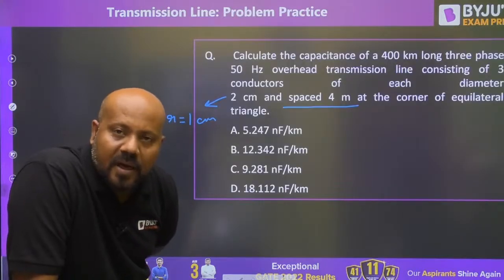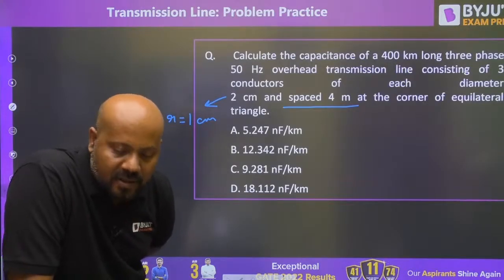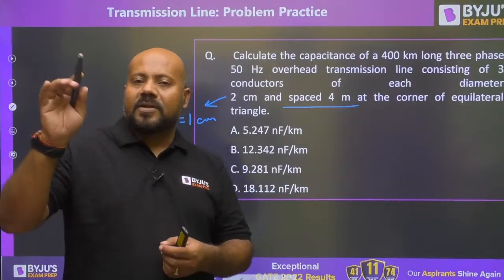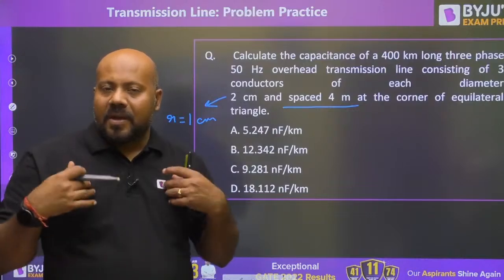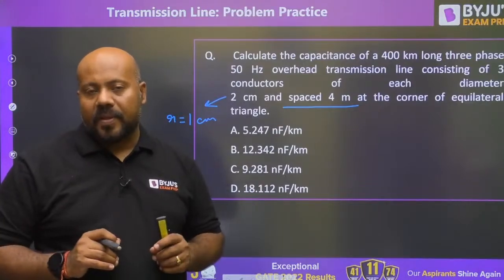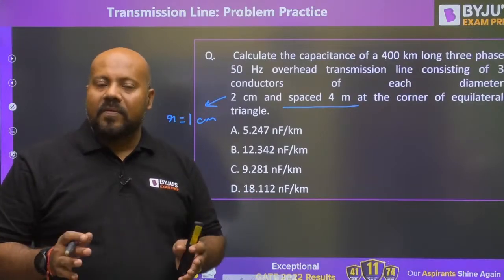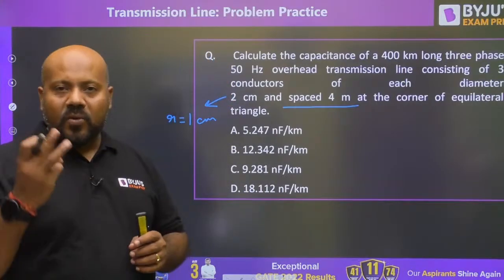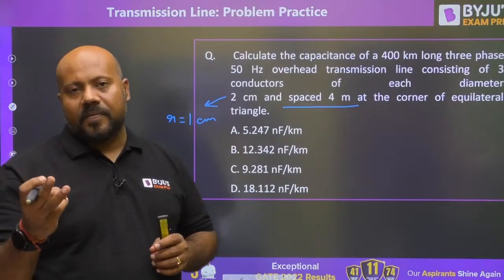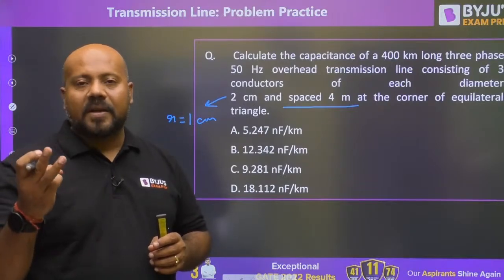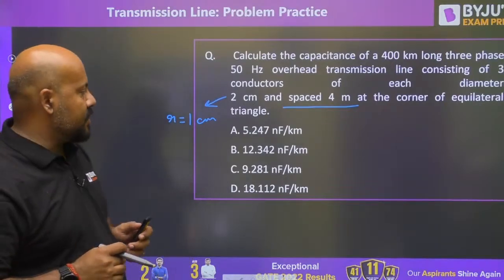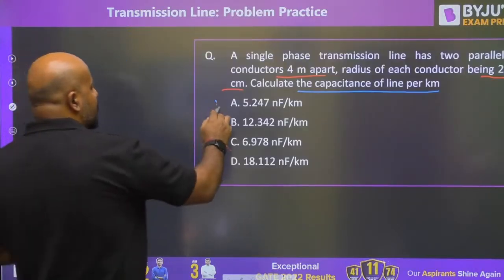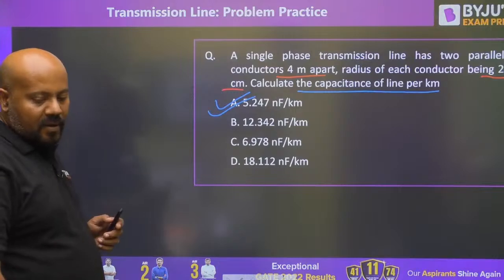See this guy. Only one candidate is serious about the class, and just write his name somewhere. When the next year GATE result comes, I may be taking his interview as a top ranker. If you don't believe it, go to the BYJU'S Exam Prep spotlight. There are 2 candidates who are top rankers, and they were very active and very disciplined when they attended the classes. For the previous question, Ashish is getting option A, 5.247 nanofarad per kilometer.